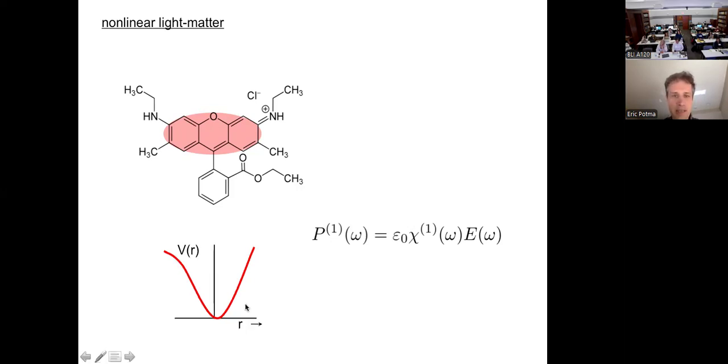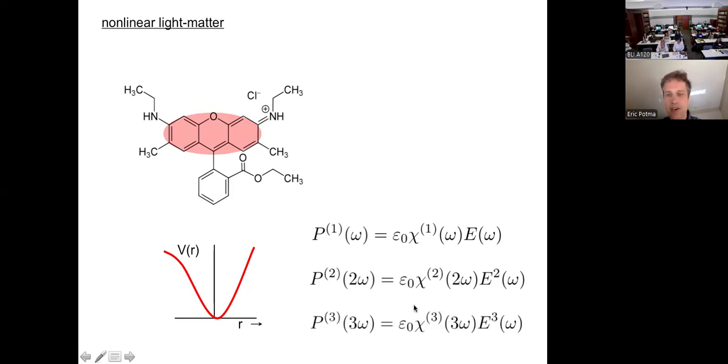If I drive it harder, that means I move farther out. That means I'm going to sample higher parts of this potential energy curve. And up here, it actually starts to deviate from a purely harmonic potential. Okay, that means it's no longer a harmonic potential, it's anharmonic. And as soon as it's anharmonic, you start sampling those parts, that means you're going to pick up overtones or nonlinearities. And therefore, you get components such as a second order component in your polarization, which scales quadratically with the incoming fields. Okay? And the proportionality tensor is now chi2. That's the second order susceptibility.